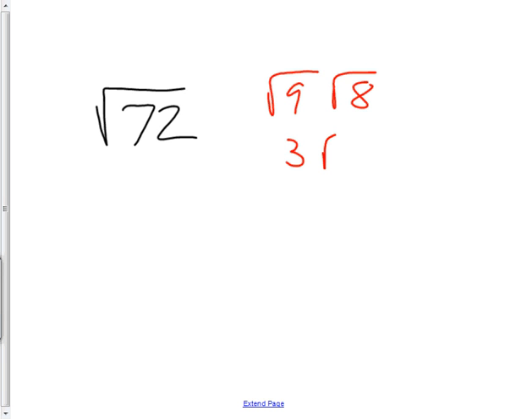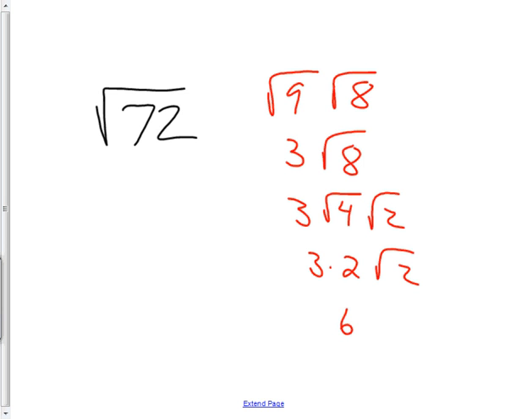And this would be 3 root 8. But then you got to keep going, because that 8 has to be done. And then you'd have to say 3 and then root 4 root 2. And then it would be 3 times the square root of 4 is 2 root 2. So it would be 6 root 2. Raise your hand if you got it to 6 root 2.